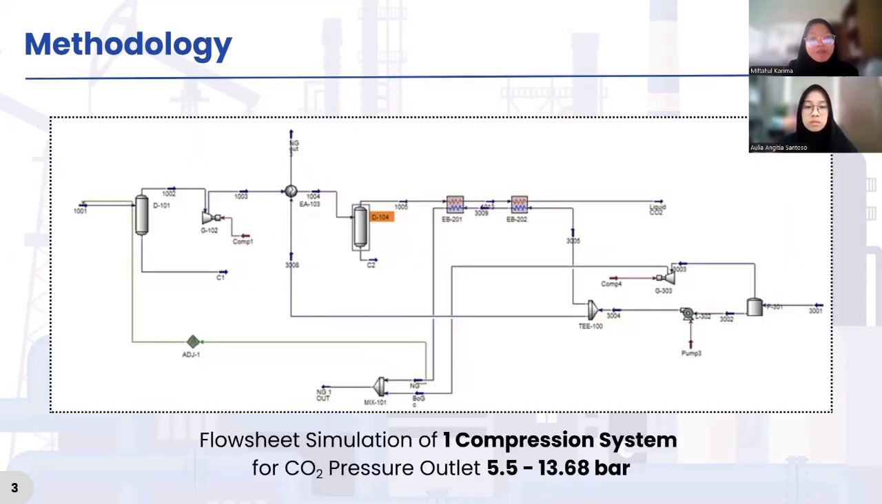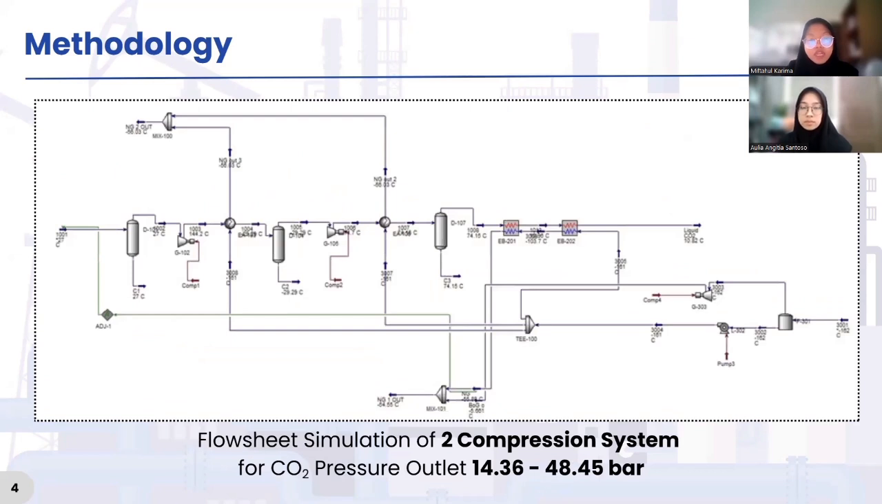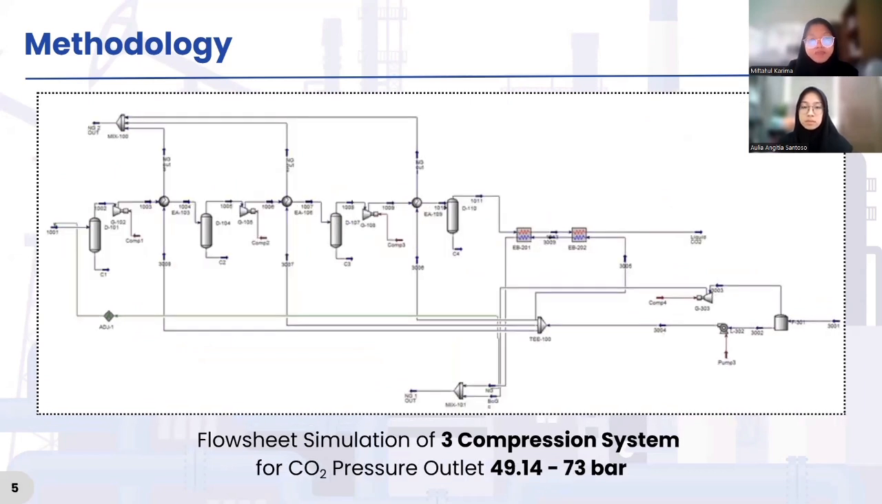We perform simulation in Aspen HYSYS using three compression design schemes, which represent the distribution of CO2 outlet pressure, as displayed on the screen. For this flowsheet, we use one compression system, next we use the two compression system, and the last we use the three compression system.